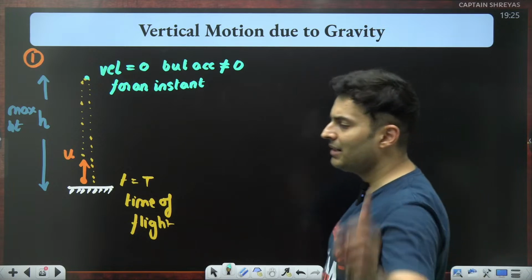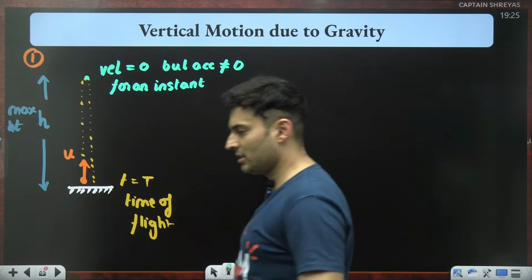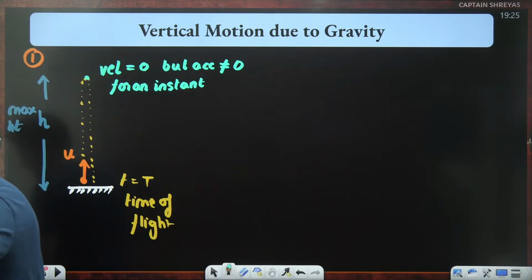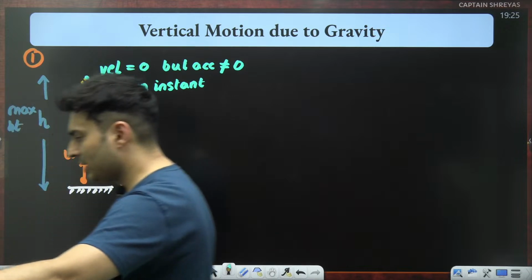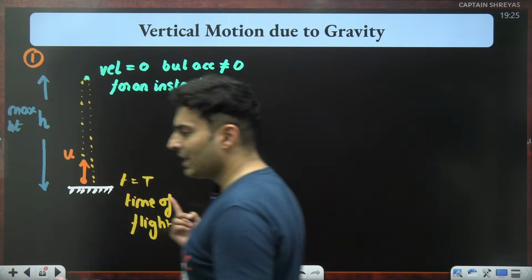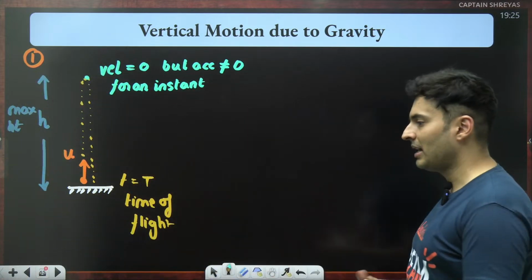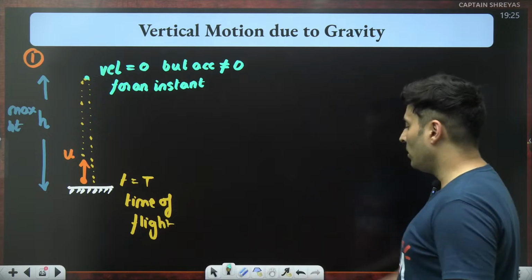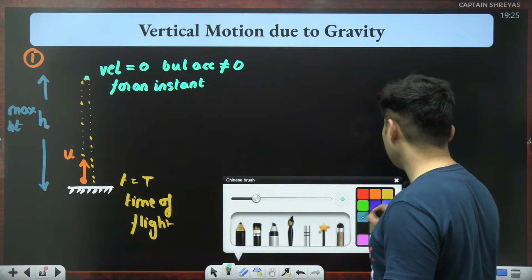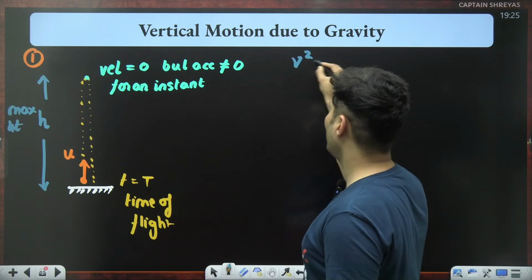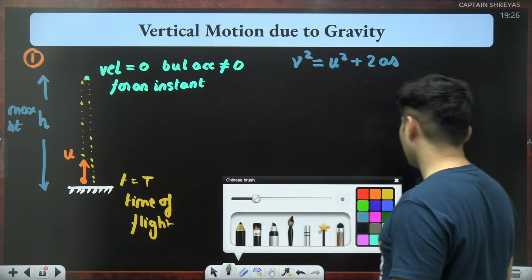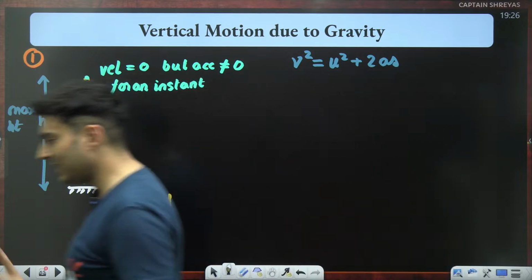So, in order to find the height, which kinematic equation do you suggest? Why vertical motion due to gravity, Krish? Because we are studying motion under 1D, motion in 2D, then we'll study projectile motion. As simple as that. Obviously, we'll use the third kinematic equation. Correct, my dear warriors. You will need the third kinematic equation. V square is equal to U square plus 2as. But we need to decide the sign convention first. Without that, we should not proceed.